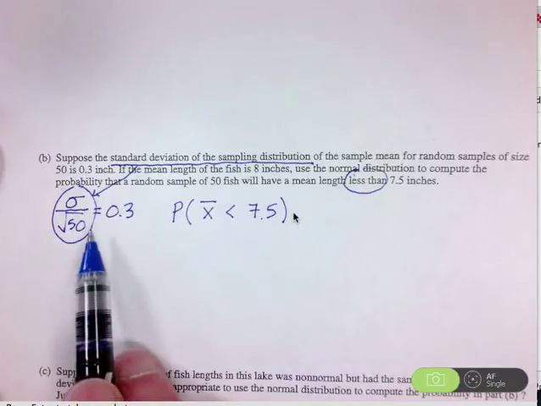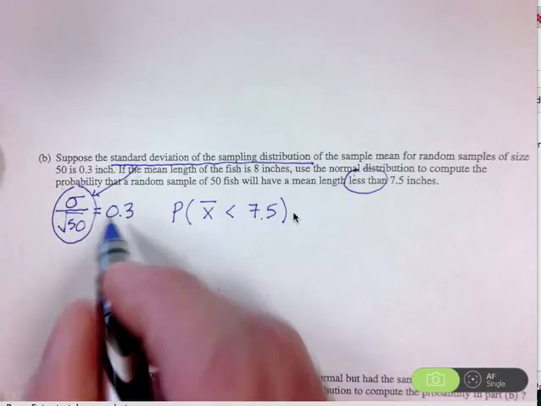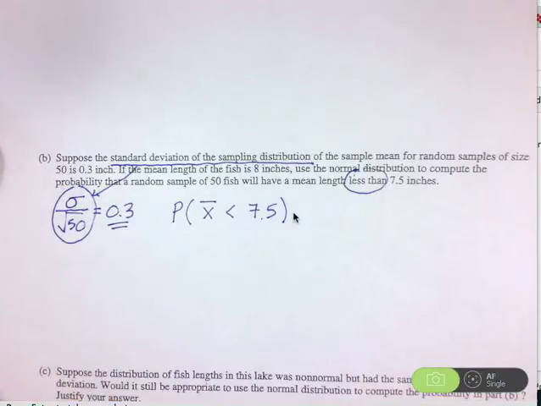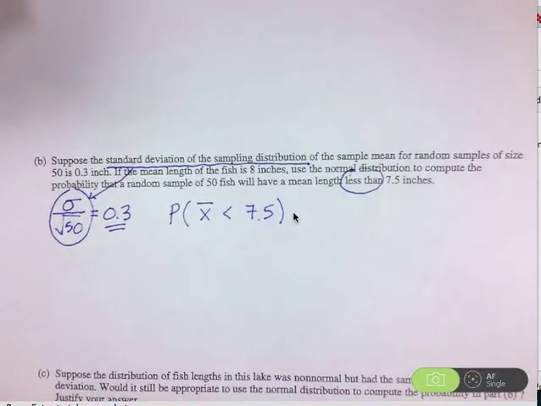What made the question difficult was this right here. You are already given the standard deviation of the sampling distribution. That's meant to make the question easier for you. You don't have to divide that by the square root of 50.